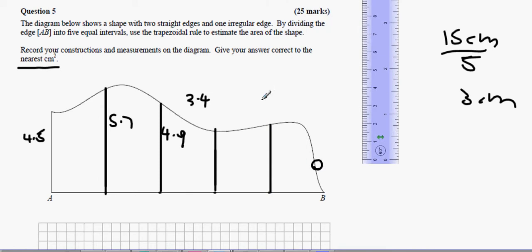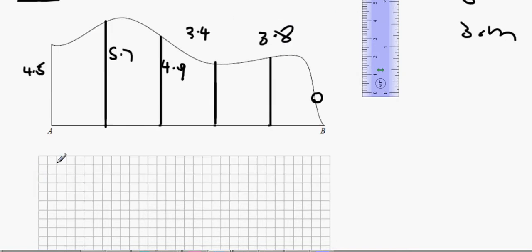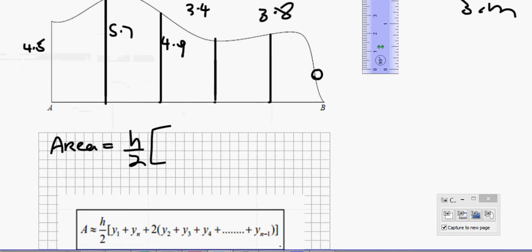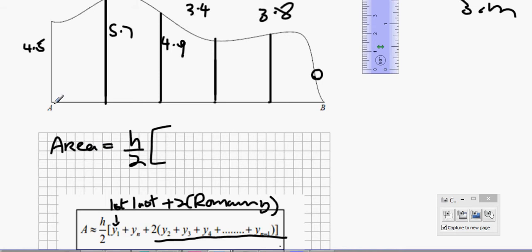Now that's done, we're going to use our trapezoidal rule formula. The trapezoidal rule is: the area is approximately equal to h over 2 times, okay, the rule you find in your notes, and this is it here. What this means is, this is the first line, this is the last, and what all this means here is 2 times the remaining. Okay, and h is the gap in between each one. So remember, h is 3 because it's 15 divided by 5.